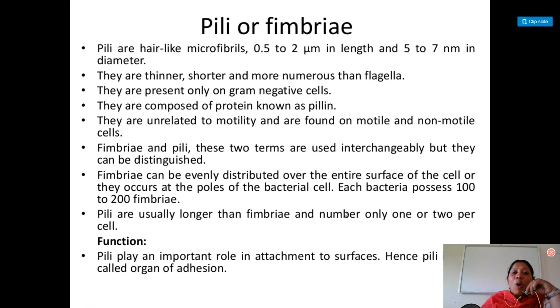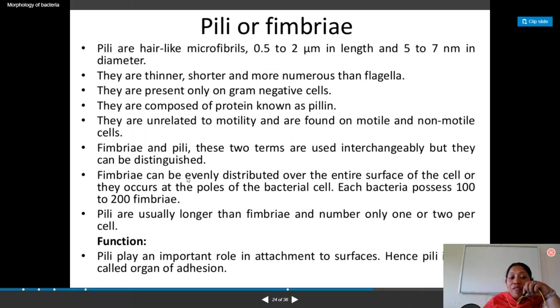Next one is pili or fimbriae. Pili are hair-like microfibrils, much smaller than flagella, and the number is more than that of flagella. They are about 0.5 to 2 micrometer in length and 5 to 7 nanometer in diameter. They are thinner, shorter and more numerous than flagella. They are present only on gram-negative cells. They are composed of a protein known as pilin. In flagella, the protein is flagellin, whereas in pili it is pilin. They are unrelated to motility and are found on motile as well as non-motile organisms.